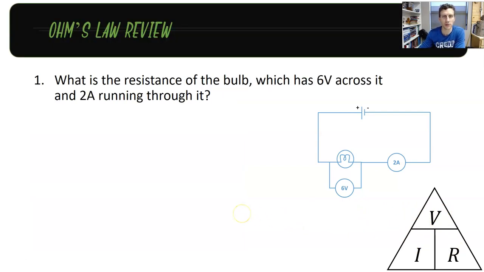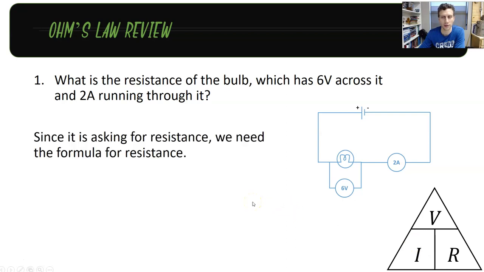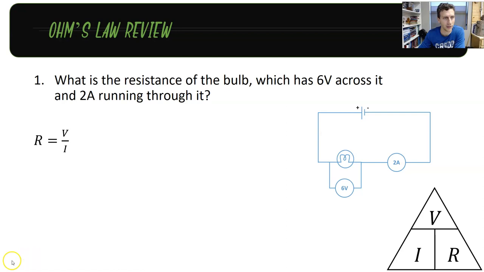So number 1, what is the resistance of the light bulb right here, which has 6 volts across it and 2 amps running through it? The first thing I want to know is, what is this question asking for? And this question is asking for resistance. So I want to use this triangle to help me find the formula for resistance. This is resistance, I can cover that with my hand. So R equals V over I, right? V is up top, I is on the bottom. And so there is my formula. R equals V over I.